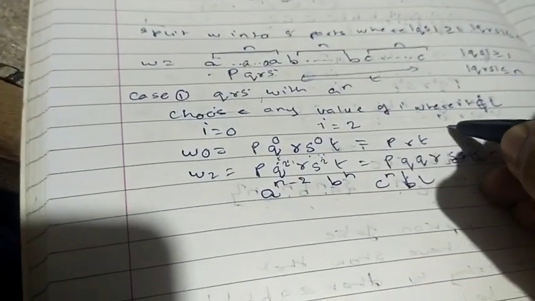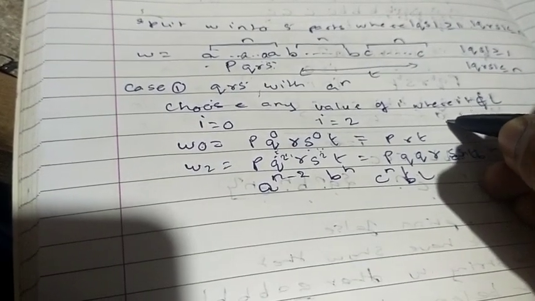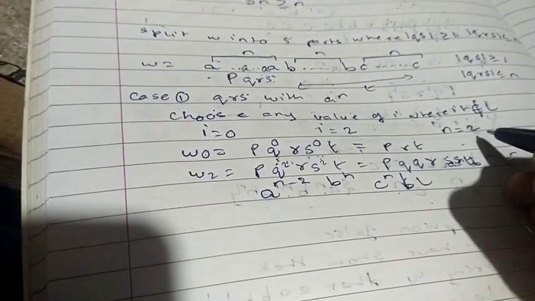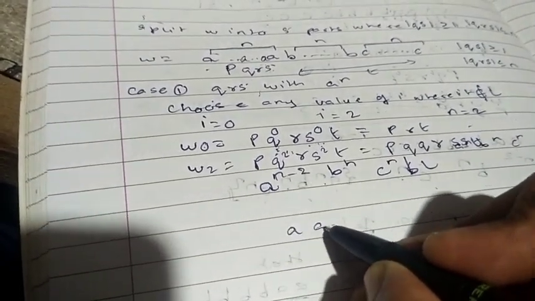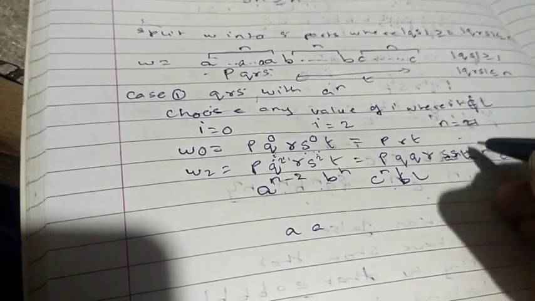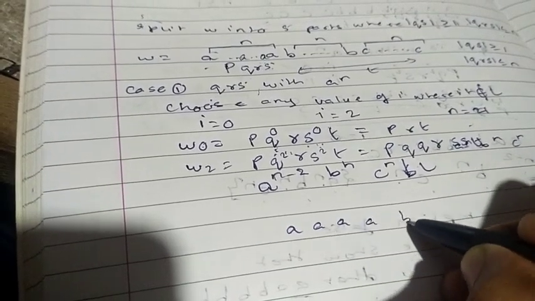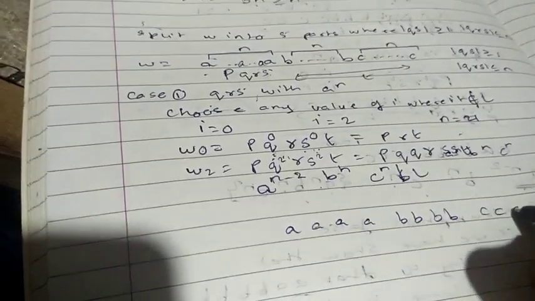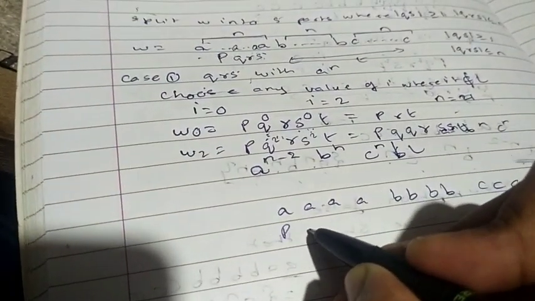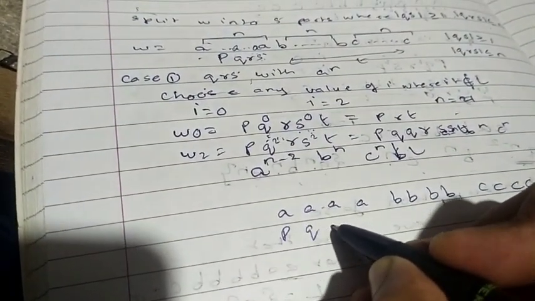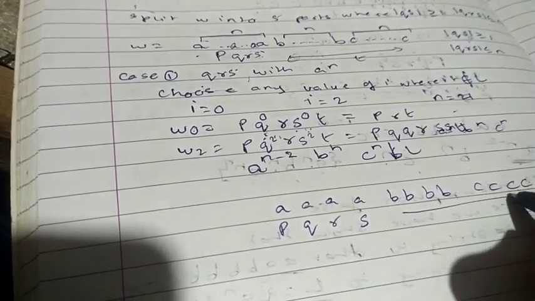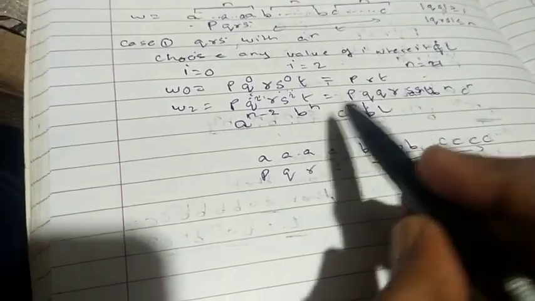I will take an example, n equals to 4, A A A A B B B B C C C C. While dividing, I am taking this as P, this as Q, this as R, this as S, and the rest of the thing is T. Now that I have taken this for example, our solution is still here. For case 1, till here is our solution. After that we move to the next state.